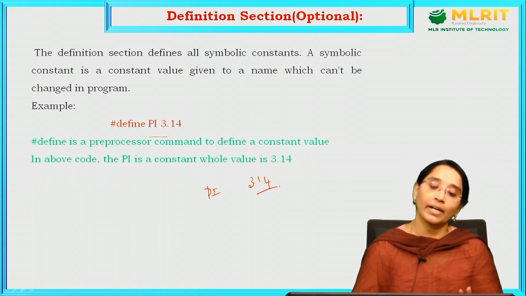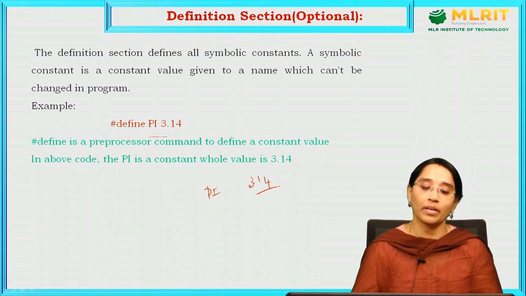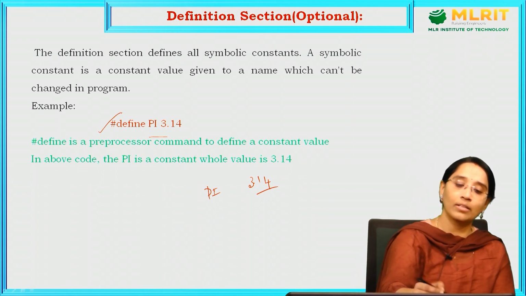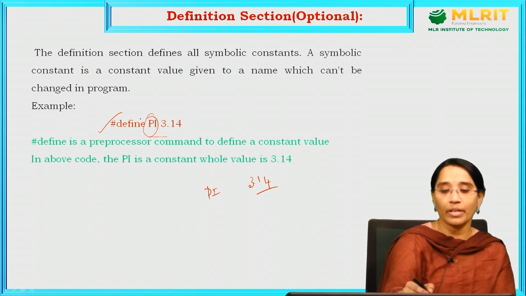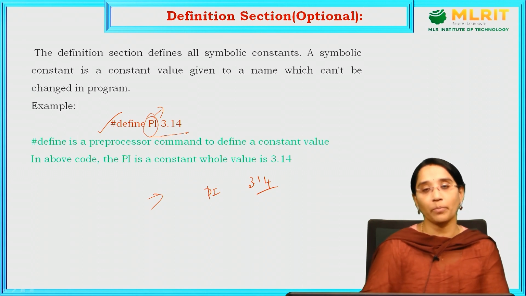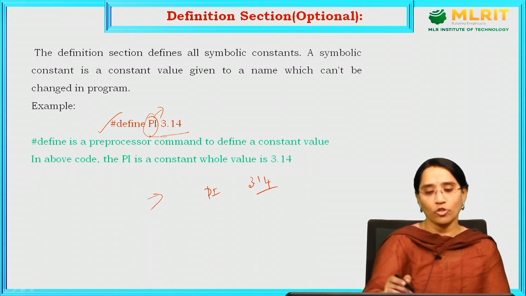So instead of writing 3.14 each time, I will write hash define pi 3.14. Whenever this identifier comes in your program, the compiler will automatically substitute the value 3.14 in the place of pi. So this is how you can define it.